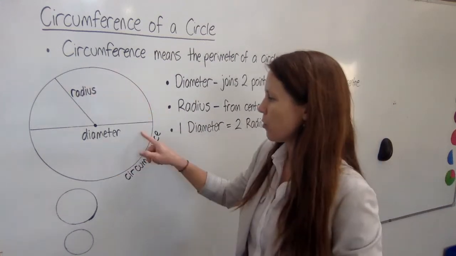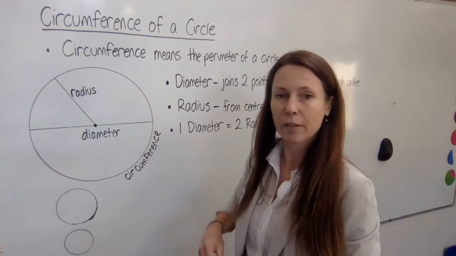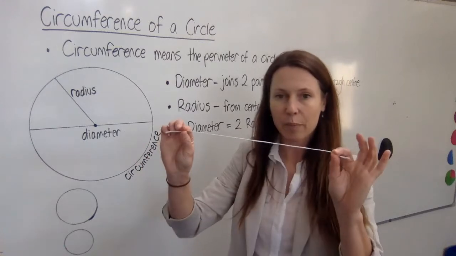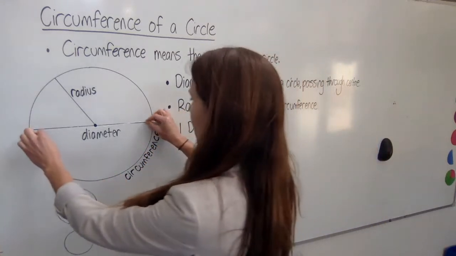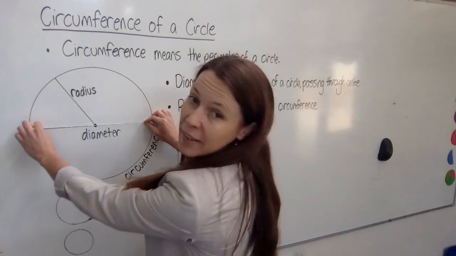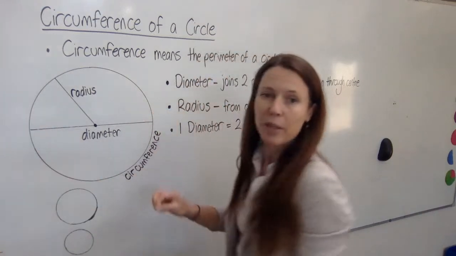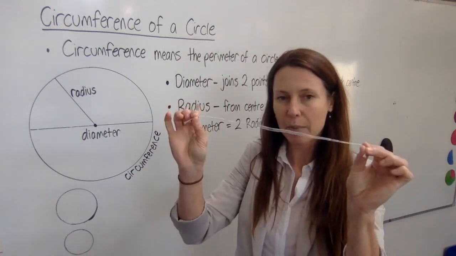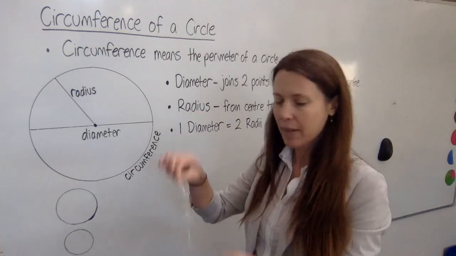Once you've drawn your circle, also draw in a diameter going through the centre, and you're going to cut a piece of string that is the exact length of that diameter. Now, once you have your piece of string, you're going to use it as a measuring tape to measure how many times it goes around the outside.